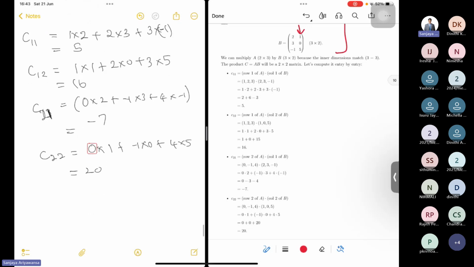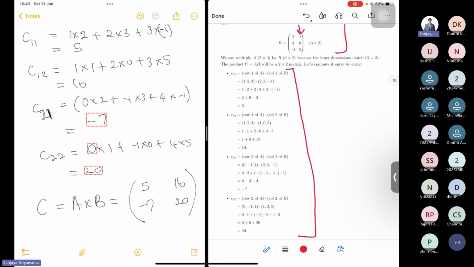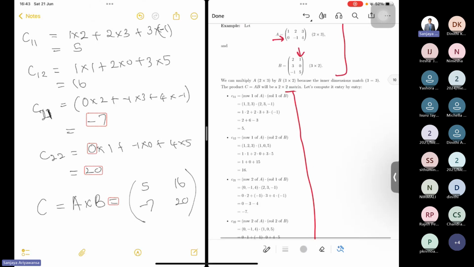So now your C, which was A times B, the two matrices multiplied. The first component C11 is 5, C12 is 16, C21 is minus 7, C22 is 20. So how we do it in detail, I have explained over here. So I think that's important that you go through it.